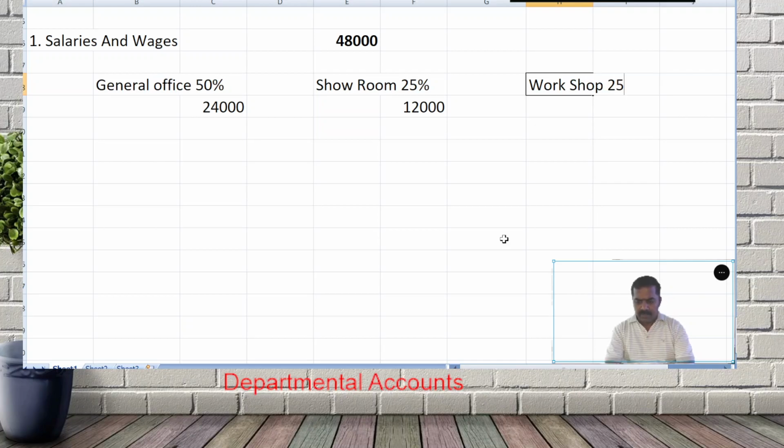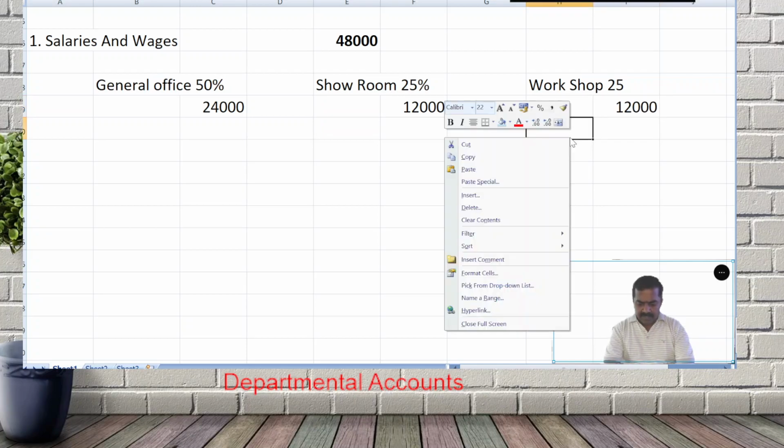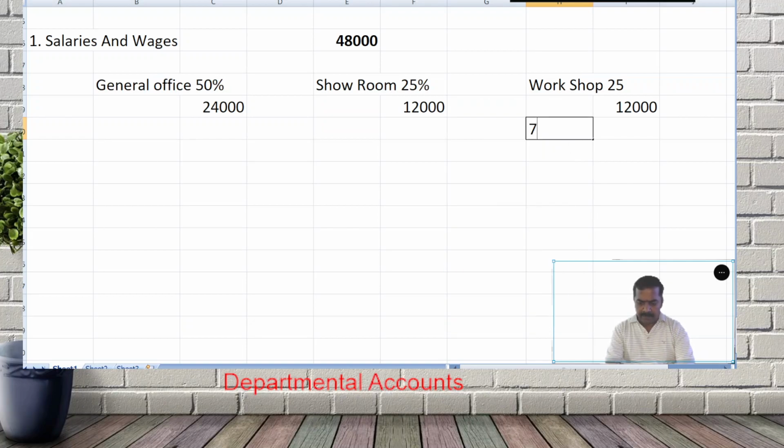Workshop எவ்வளவு percent? 25%. 12,000 வெயிட் பண்ணுங்க. இந்த 12,000ல என்ன பண்ணிருக்காங்க? 75%. 75% is paid for tailor work. Tailor workனா எவ்வளவு வரும்? 9,000 வெயிட் பண்ணுங்க. Whatever you spend for manufacturing is called as which one? Direct wages.